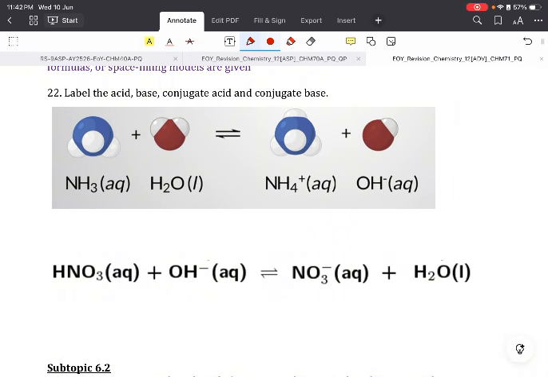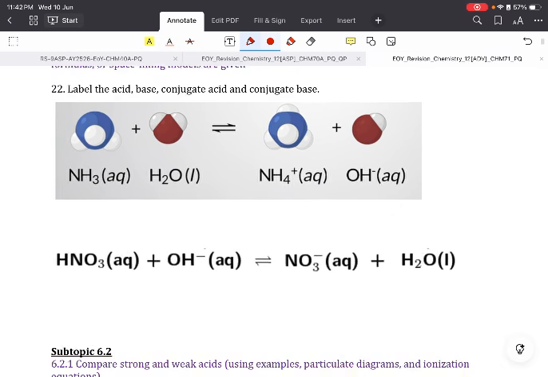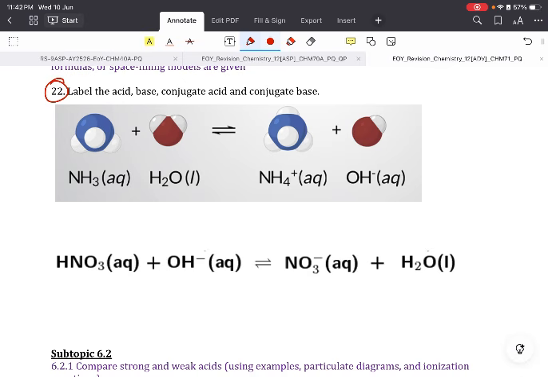Another question: label the acid, base, conjugate acid, and conjugate base. Since in this question they gave us two models, one particulate diagram and one as an equation, be ready that in the exam they might give either one of those.